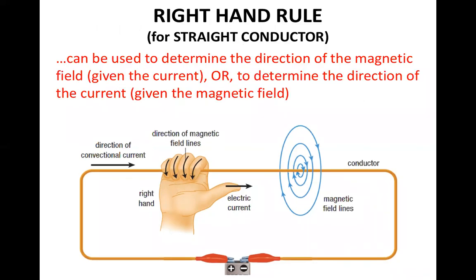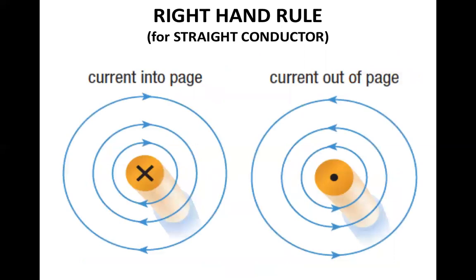So we can use this new mnemonic device, the right-hand rule for a straight conductor, to determine the direction of the magnetic field lines if we're given the current, or to determine the direction of the current given the magnetic field line. So there are two variables. We need to have one to solve for the other.